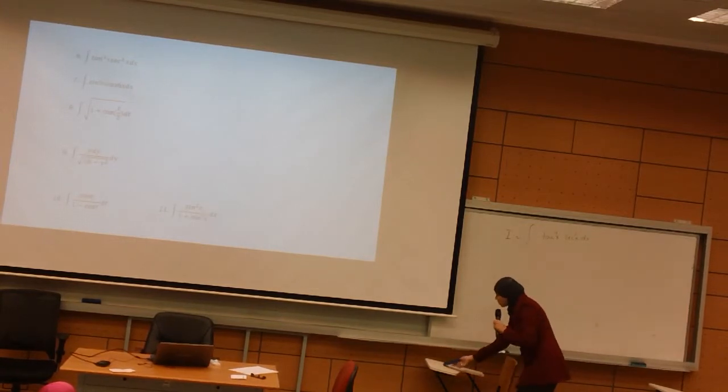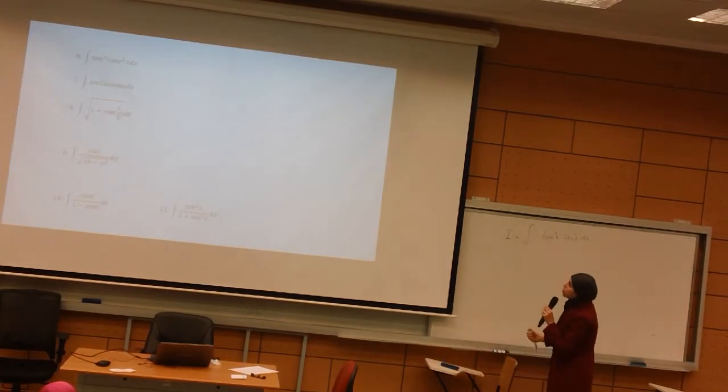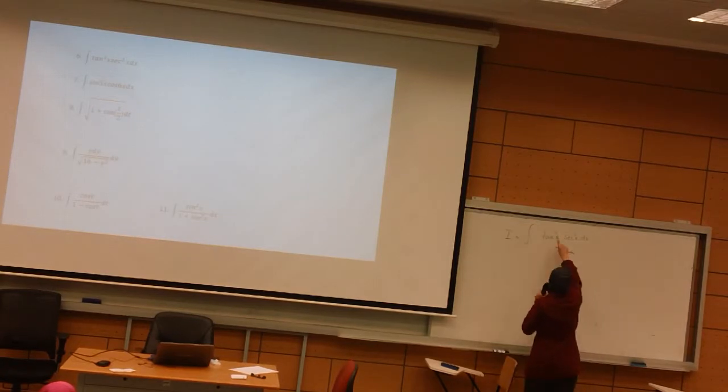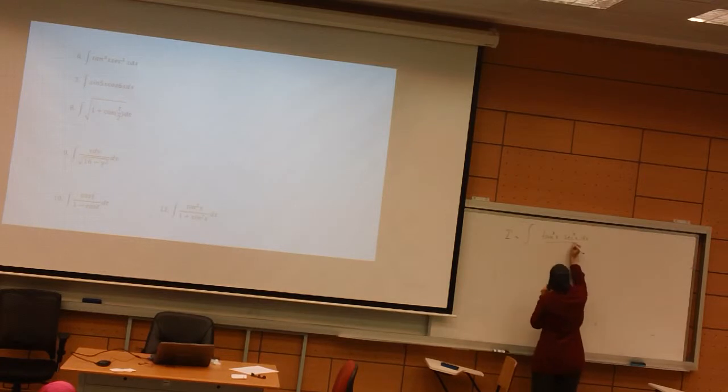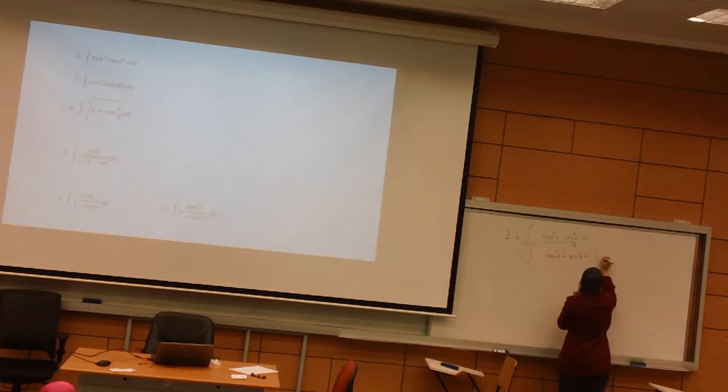So to find the value of the integration of tan cubed of x times secant cubed of x, both of them is raised to an odd power. Okay, so if I extract the secant x from this term and tan x from this term, the integral will be tan squared of x times secant squared of x times secant x tan x dx.